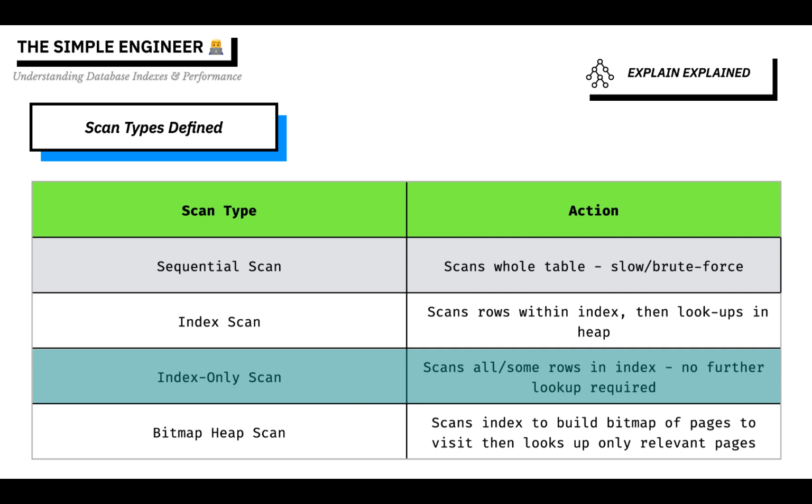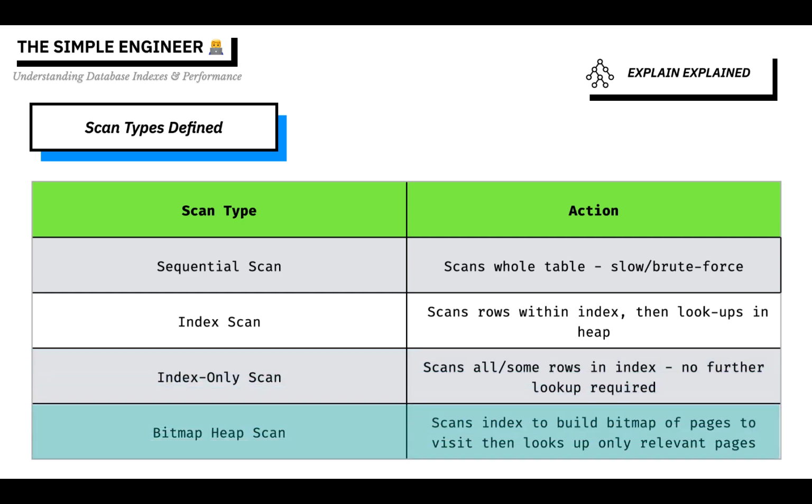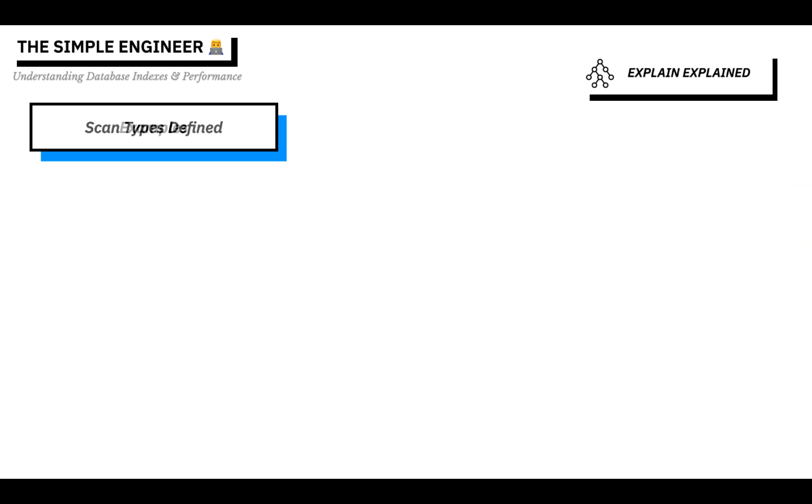And then finally, the kind of most complicated thing to understand is a bitmap heap scan or a bitmap index scan. And we'll look at this in more detail. But effectively what happens is we scan the index, we build a bitmap of pages to visit, and then we look up only the relevant pages. And we'll look at an example of this.